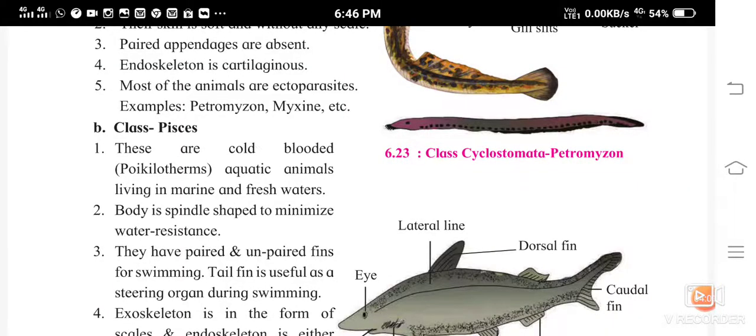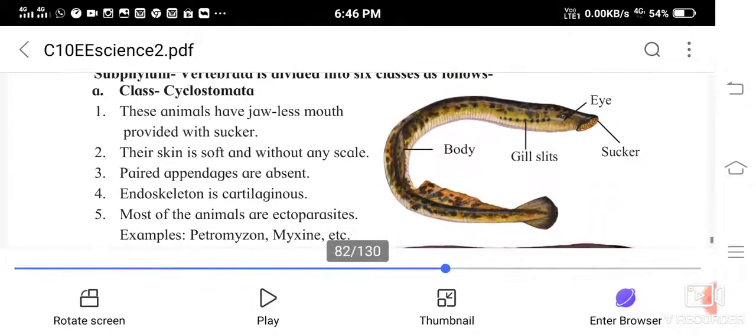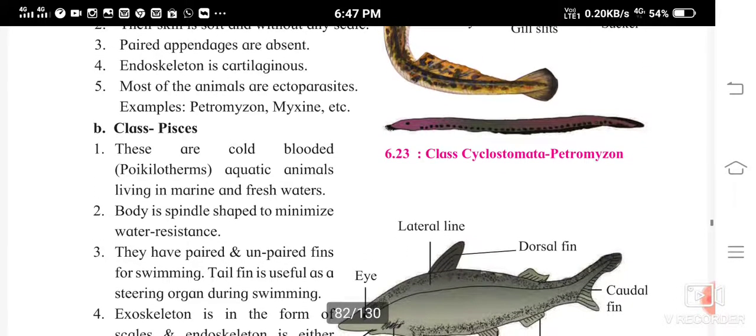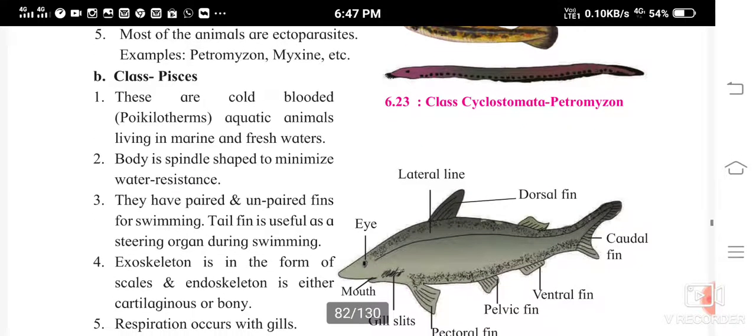So I'm sure you must have understood this, isn't it? The general characters of Cyclostomata. Now see, Pisces. These are cold-blooded aquatic animals living in marine and fresh waters. So the animals from this class live in water. They live only in water, and they are cold-blooded.